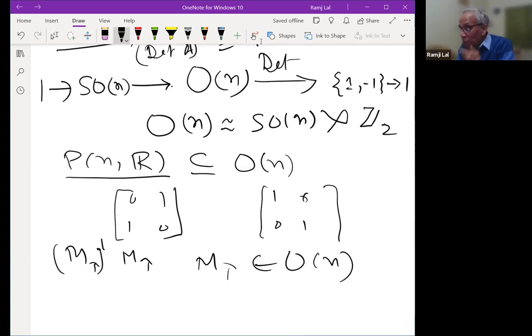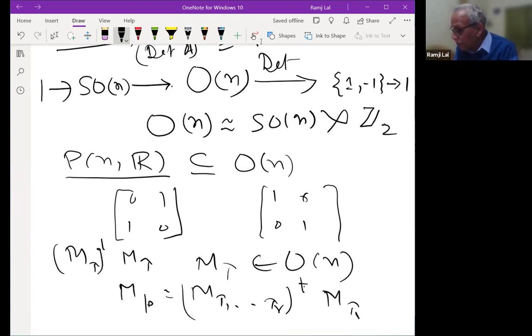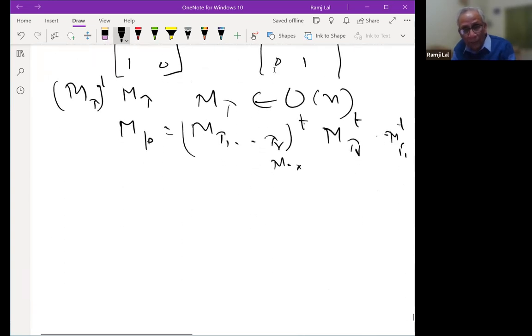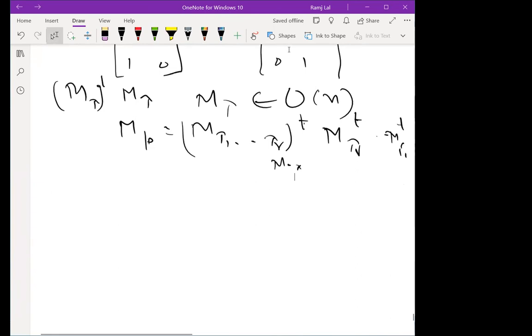And then any permutation matrix M_P can be written as M tau 1, tau 2, up to tau R. So what is its transpose? Its transpose will be M tau R transpose through M tau 1 transpose, right? So transpose just reverses the order. If you multiply this with M tau 1, tau 2, tau R, because of this property, that is identity. So all permutation matrices are orthogonal matrices. That is very clear, I suppose, right? Is it okay? Fine, sir. Fine.